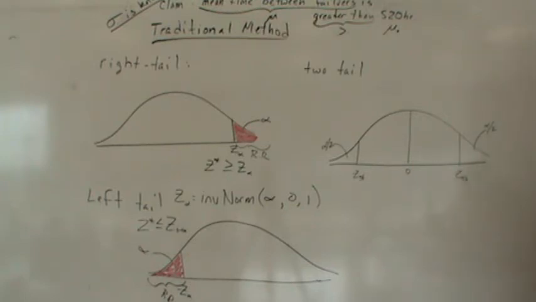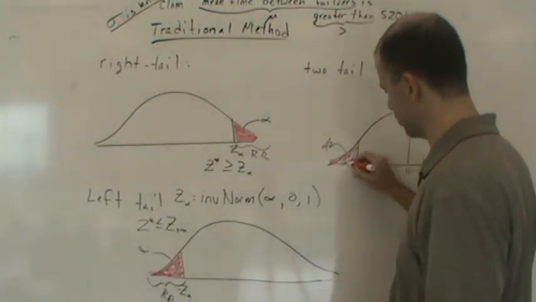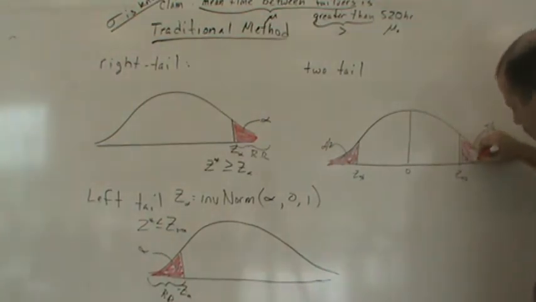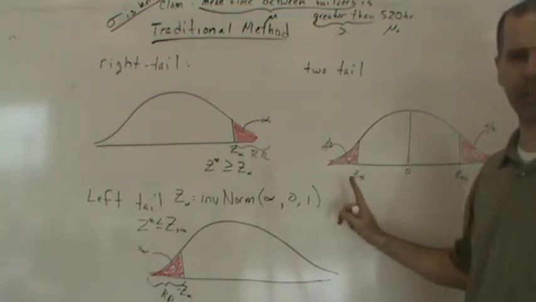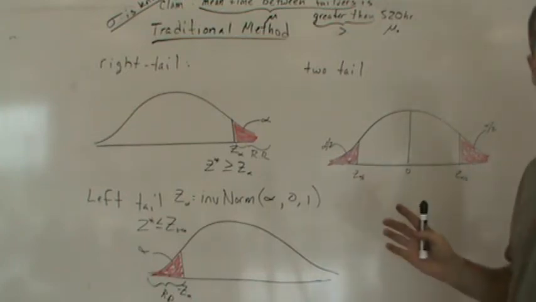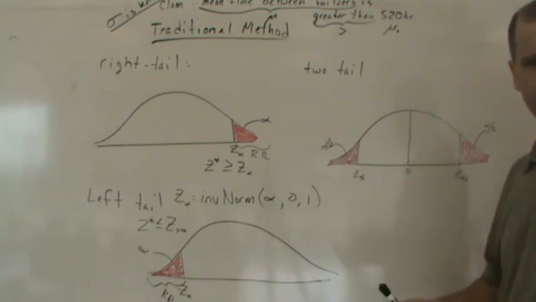So now we've got two rejection regions. With a two-tailed test, we reject the null if our test statistic falls inside this rejection region, or if it falls within this rejection region. In other words, we reject if our test statistic is too small or too big. So what's the rule? The rule is still the same: we reject if our test statistic falls within the rejection region. It's just that we have two rejection regions to check.